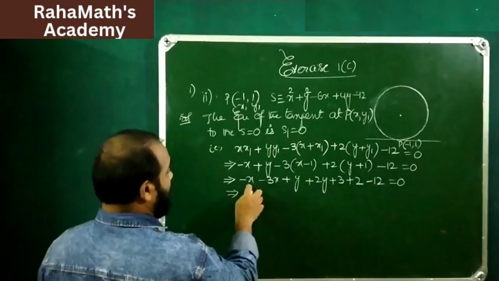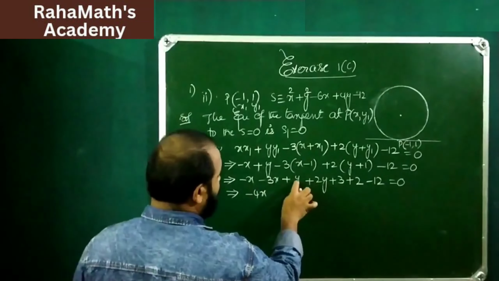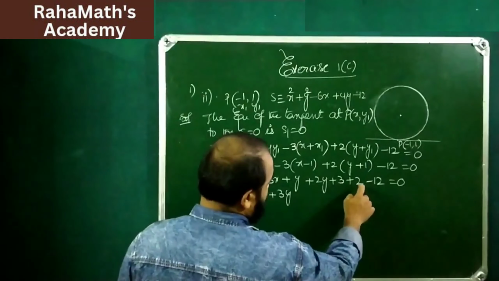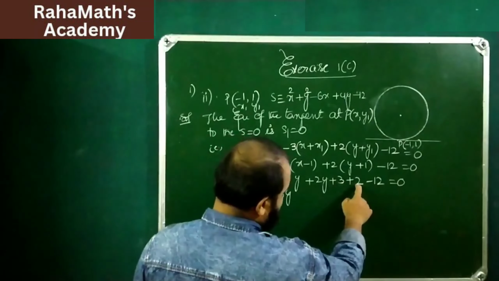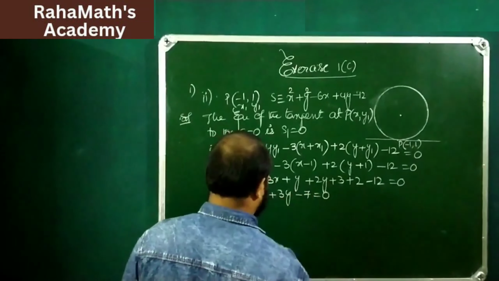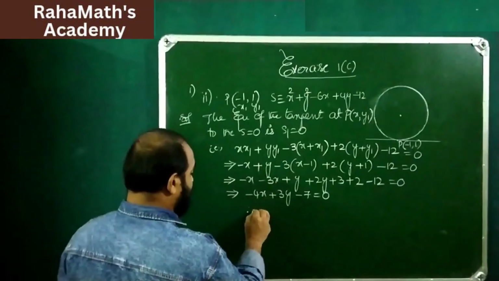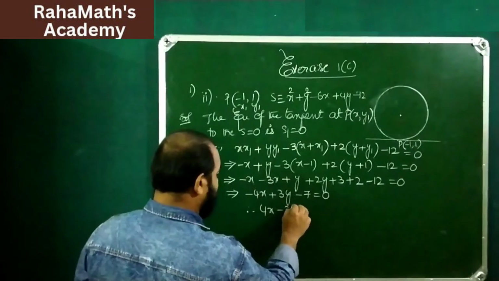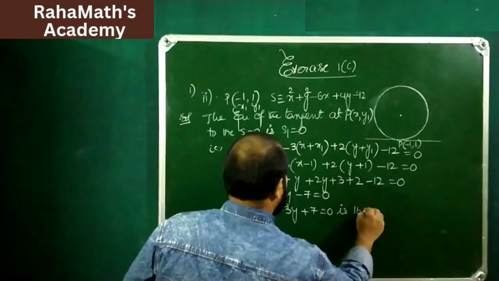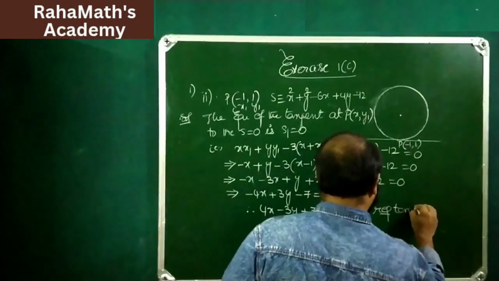So that further implies minus x minus 3x is minus 4x, 2y plus y is 3y. So 3 plus 2 is 5, 5 minus 12 is minus 7, equals 0. If you take out minus as a common factor, 4x minus 3y plus 7 equals 0 is the required tangent.